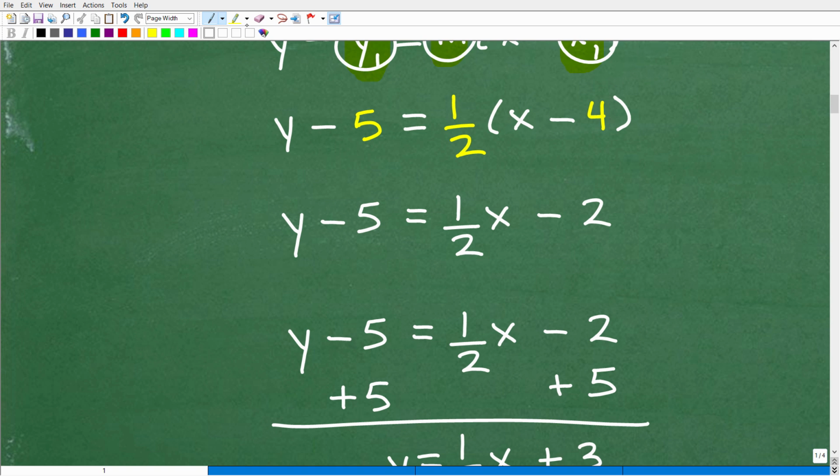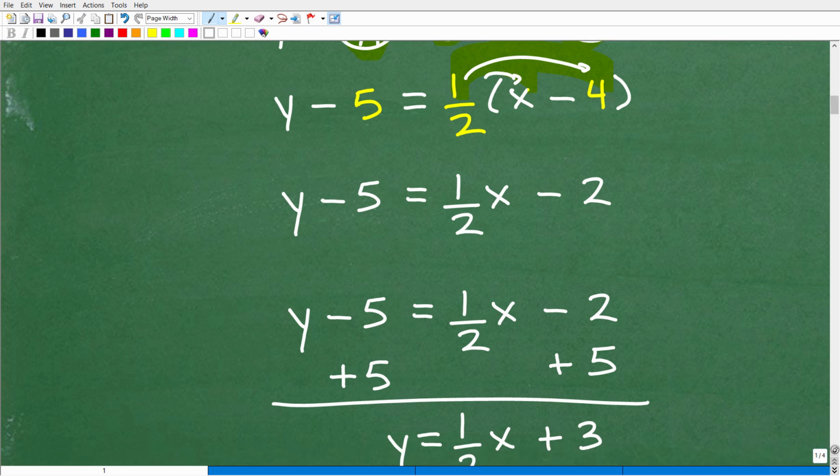The first thing we need to do is the distributive property. It's going to be 1/2 times x, and you're going to take that 1/2 and multiply it by 4 as well. So 1/2 times x is 1/2 x, and 1/2 times 4, of course, is 2. So now we have y minus 5 is equal to 1/2 x minus 2. All right, we're almost there.